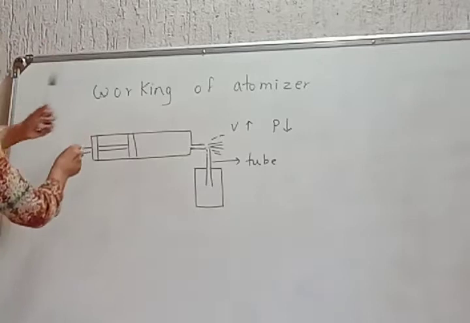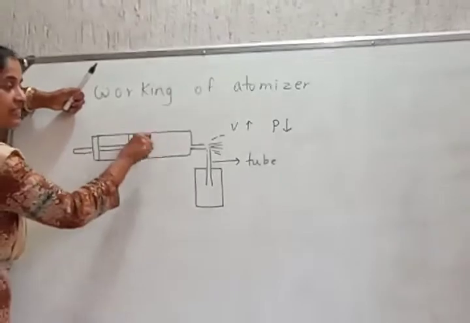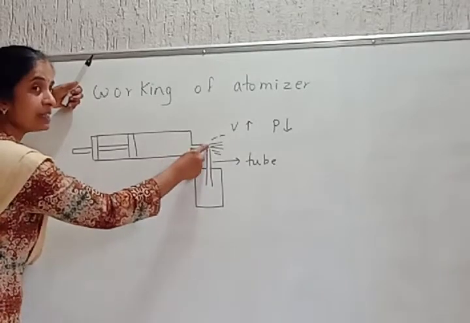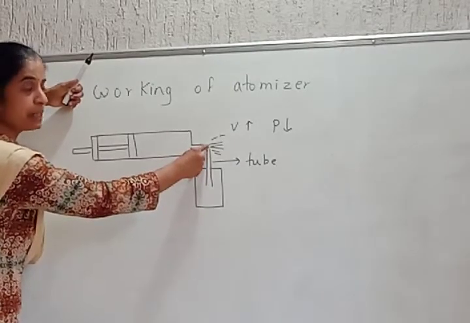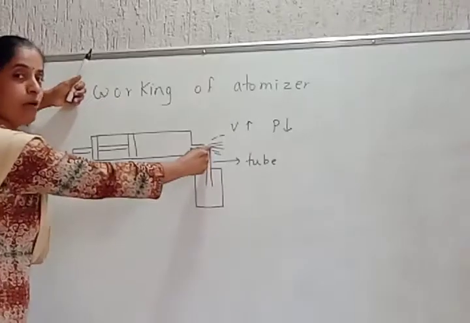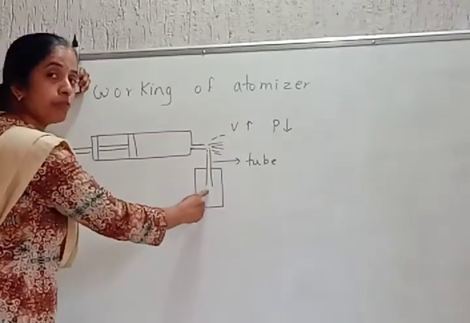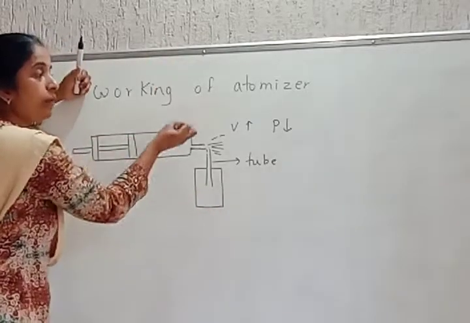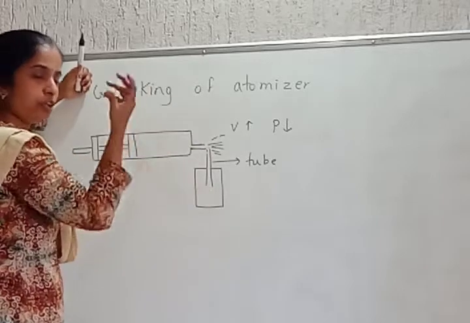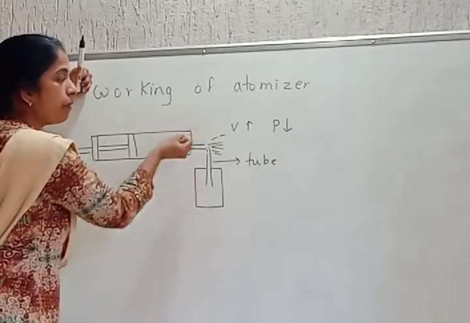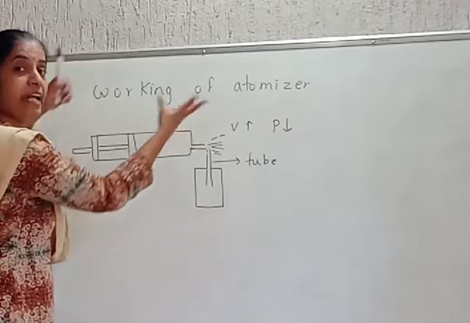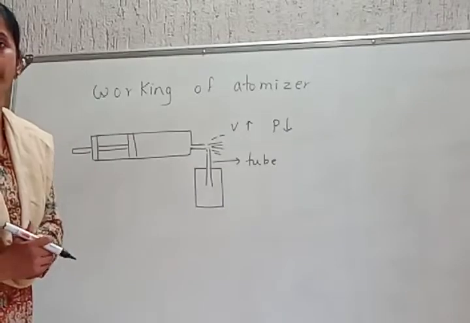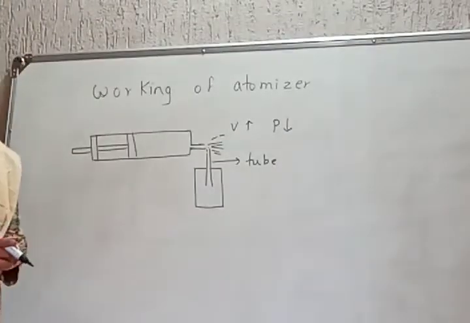I repeat, with the help of piston, air is blown inside the cylinder. Air comes out with very high speed. High speed lowers the pressure as per the Bernoulli principle. Pressure decreases at the top of the tube. Pressure at the bottom of the tube is more. Liquid from the bottom rises to the top, and liquid droplets, maybe in the form of scent or insect spray or whatever it is, come out and are sprayed along with air, and that is how you spray that scent or perfume. Okay? That is the working of atomizer.